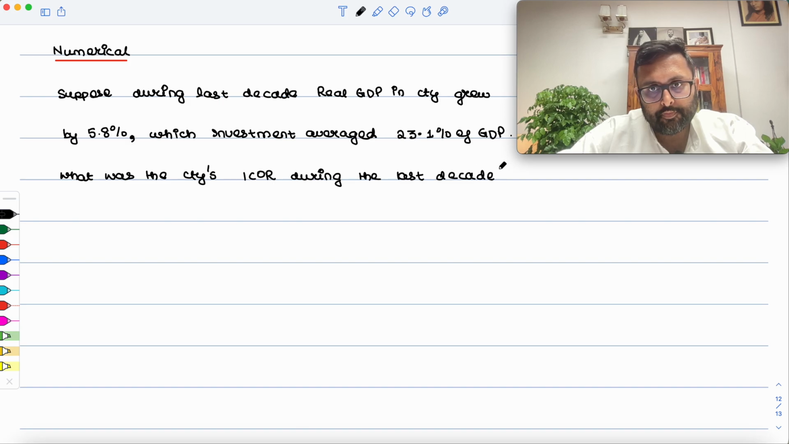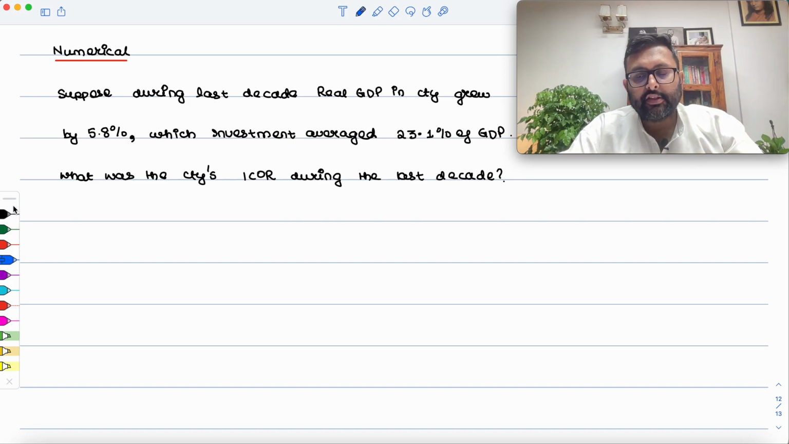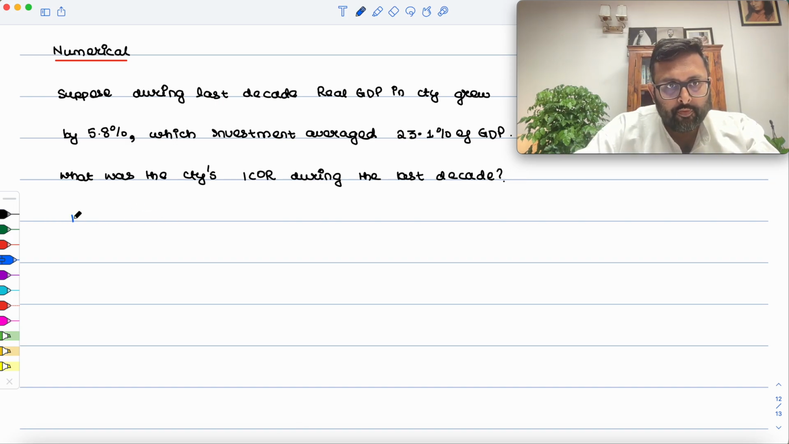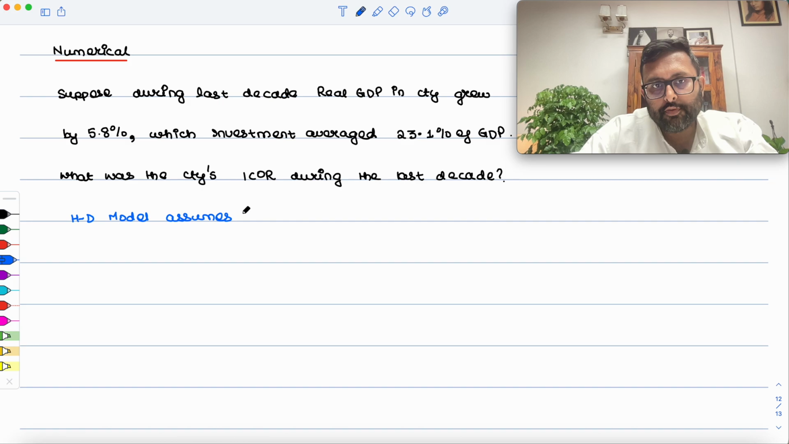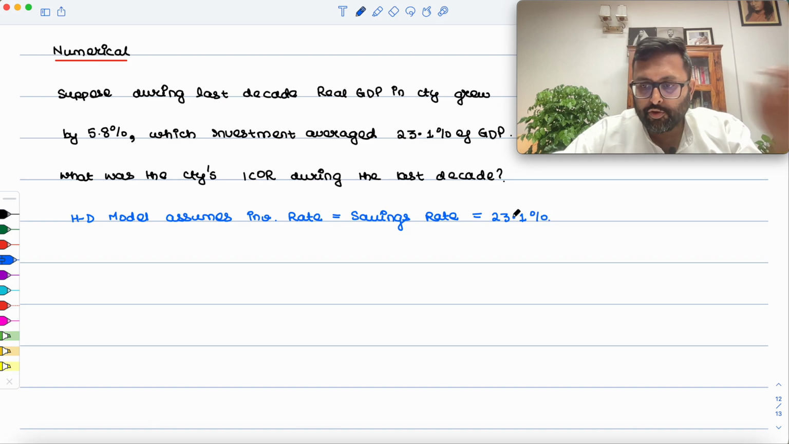During the last decade. Well, you know that the Harrod Domar model assumes that the investment rate is equal to the savings rate, that is savings-investment equilibrium. So if the investment rate is 23.1%, the savings rate is also 23.1%. The Harrod Domar model assumes investment rate is equal to savings rate is equal to 23.1%.